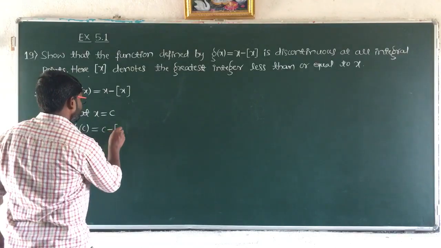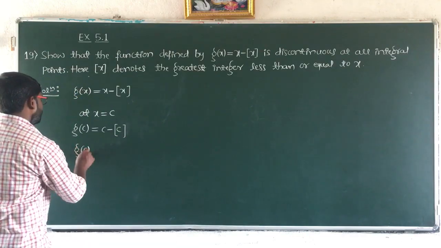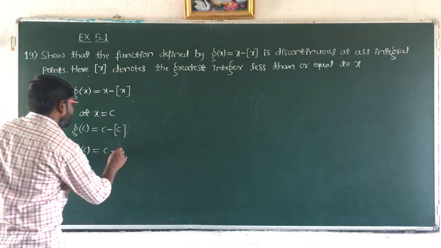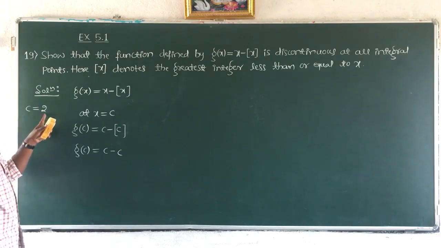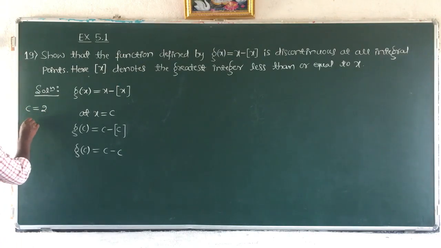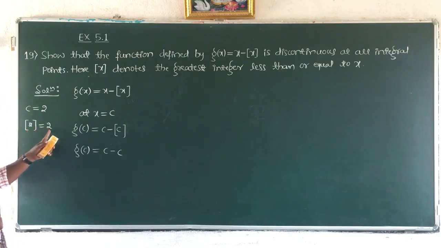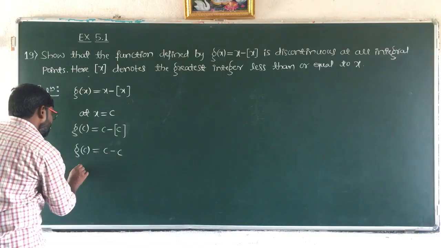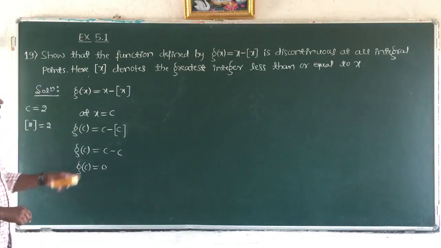C minus greatest integer c. So, g of c which is equals to c minus greatest integer c is going to be, for example, if you take c as 2, any number. So, now what is the greatest integer 2? This we have already learnt in first PUC. So, greatest integer is nothing but rounding off. So, greatest integer 2 is 2, that is why greatest integer c is c. So, c minus c will be 0. So, g of c which is equals to 0.